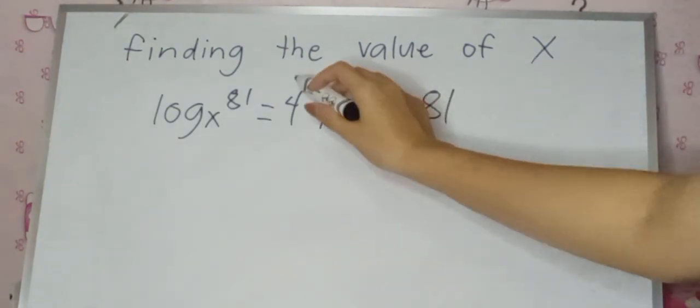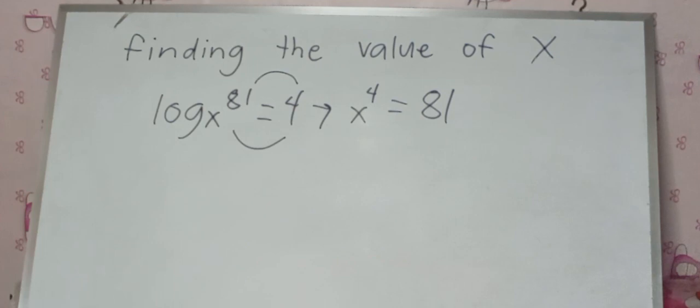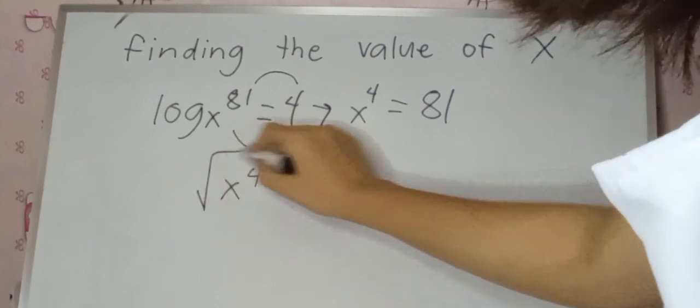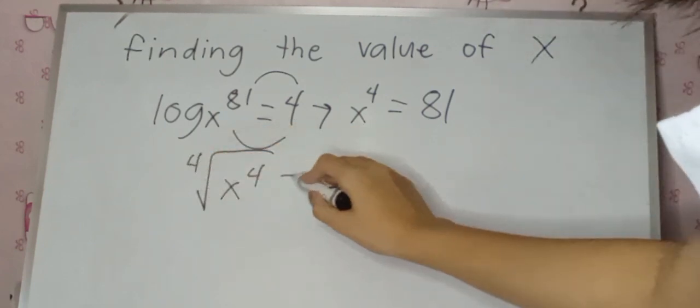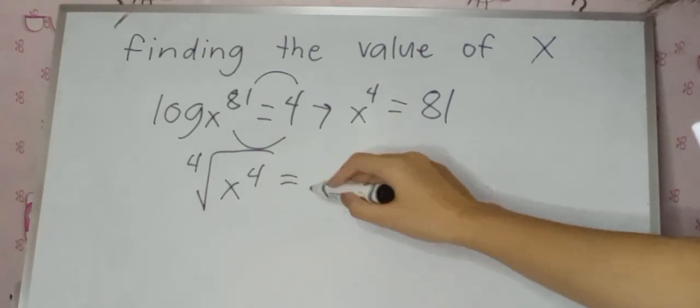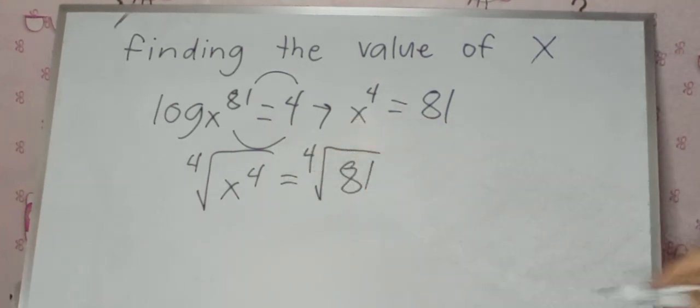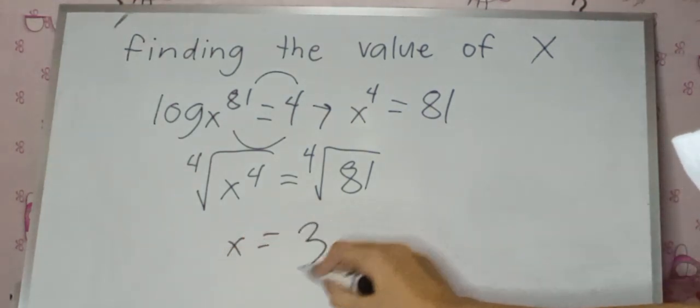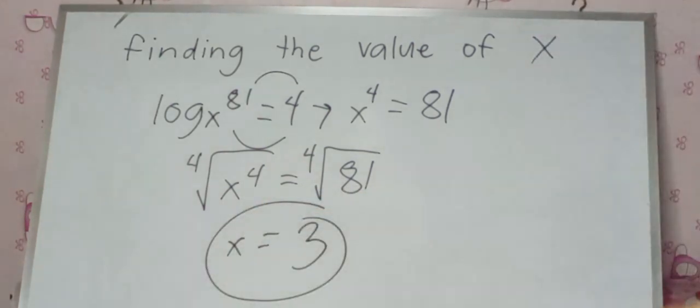Just like kanina, pinagbaliktad lang din ng dalawa. And to solve that, kuha niyo yung fourth root of 81. Copy 4. It will become 3. So, I'm hoping na naintindihan niyo yung tinuro ko sa inyo. And now, I think it's time for another activity.